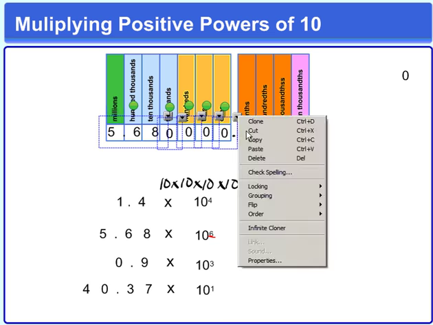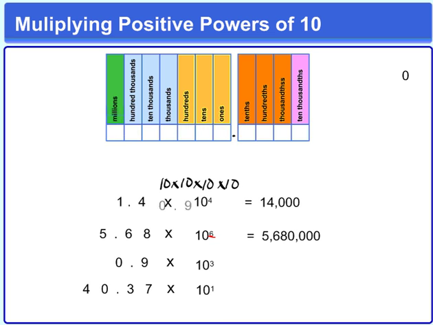Let's try it again. This time we have 9 tenths. So we have no whole numbers. And we're doing 10 to the 3rd. So it's 10 times 10 times 10. So I would go 1, 2, 3, fill in my zeros, and I have 900.